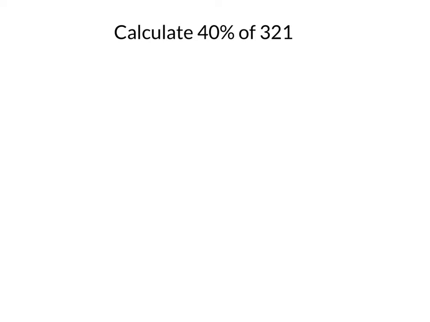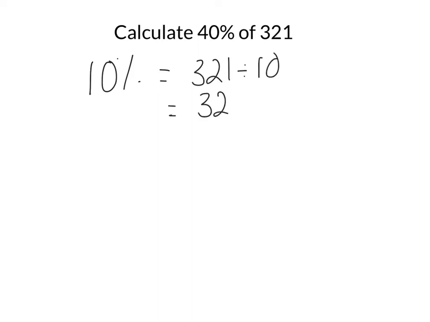Moving on now then, the first question we're going to look at is calculating 40% of 321. So we can't go straight to 40% without a calculator. Well, you could if you can do it in your head, brilliant. I can't do that, so I'm going to go through a structured method of finding 10% first. 10% is going to be the equivalent of 321 divided by 10, which gives me 32.1.